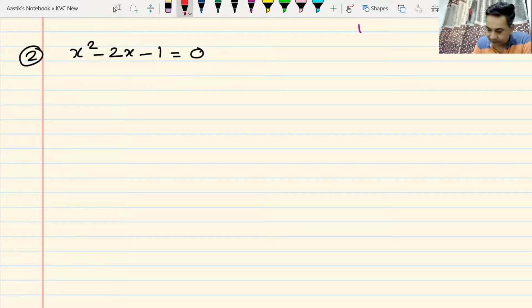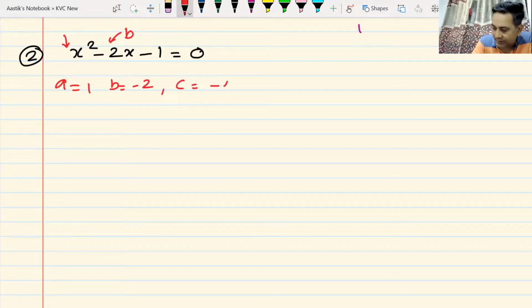Sir, first, a value equals 1. A is equal to 1. The coefficient of x squared is 1. Okay. B equals minus 2. Here b is equal to minus 2. That is correct. C is equal to minus 1. C is equal to minus 1. Great. What is the next step?